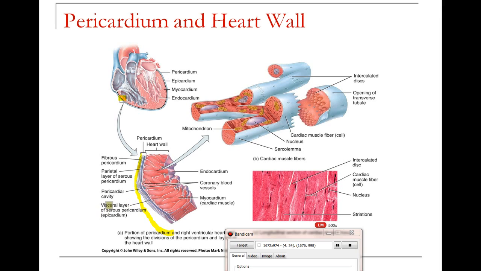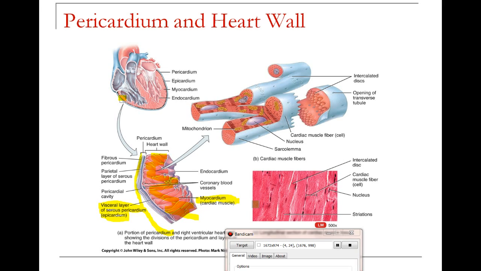Okay, so the visceral pericardium is the same as the epicardium. So they just have two different names depending on what you're talking about. So either one is right. Now the heart muscle wall is really thick. It's very thick, very tough, very strong. So that's the myocardium.